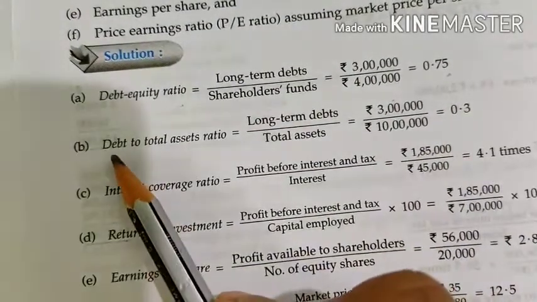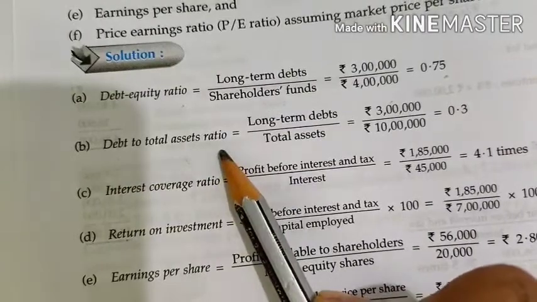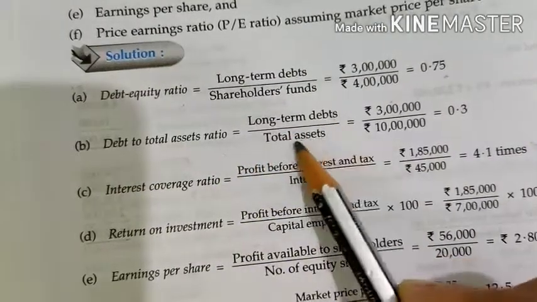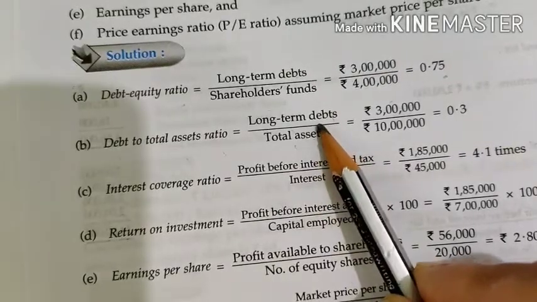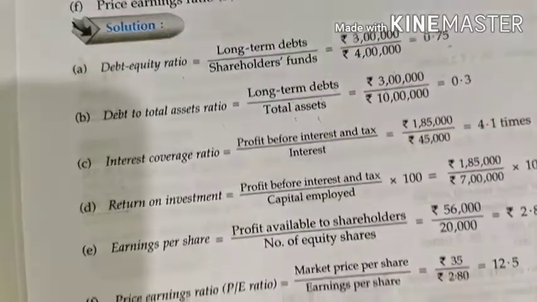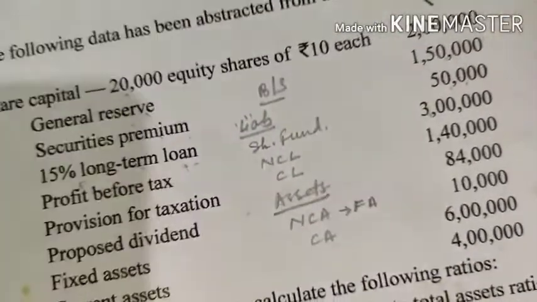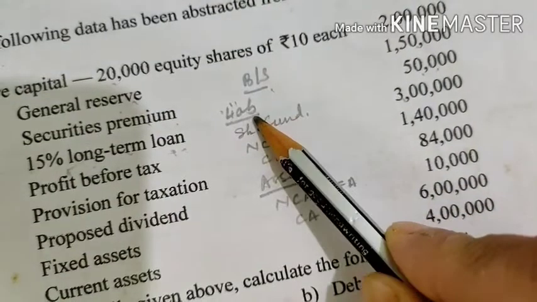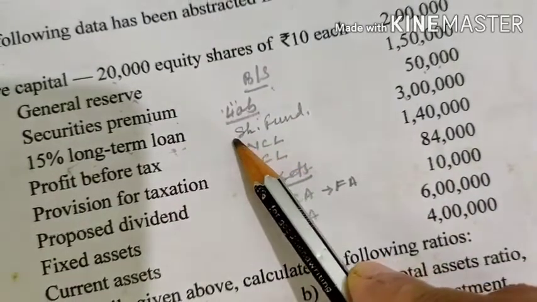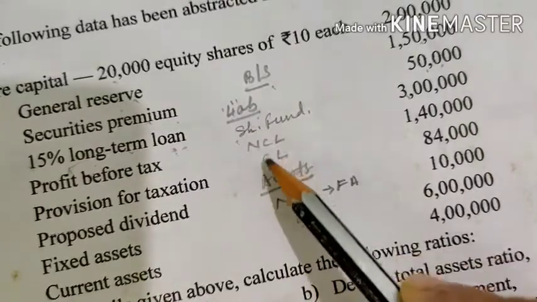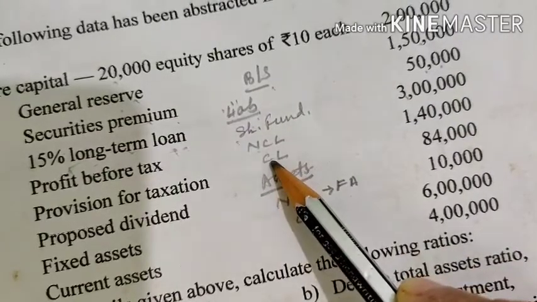Next is the debt to total asset ratio. The formula is long-term debts by total assets. Long-term debts are the same as the previous amount, 3 lakhs. Now let's understand the total assets. Let's go to the balance sheet. On the liabilities side, you have three components: shareholders fund, non-current liabilities, and current liabilities. The total of this is the total of the balance sheet.